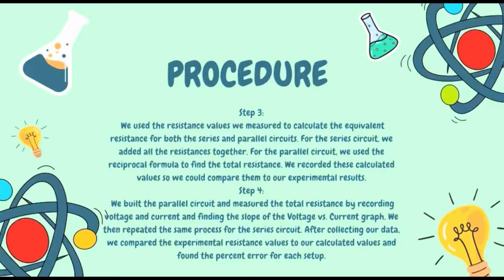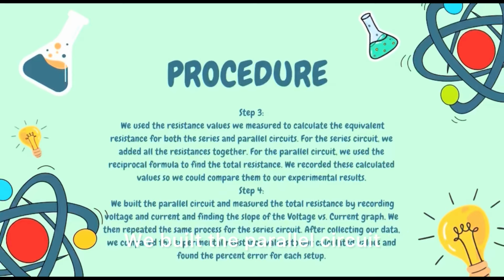Procedure. Step 3. We used the resistance values we measured to calculate the equivalent resistance for both the series and parallel circuits. For the series circuit, we added all the resistances together. For the parallel circuit, we used the reciprocal formula to find the total resistance. We recorded these calculated values so we could compare them to our experimental results.